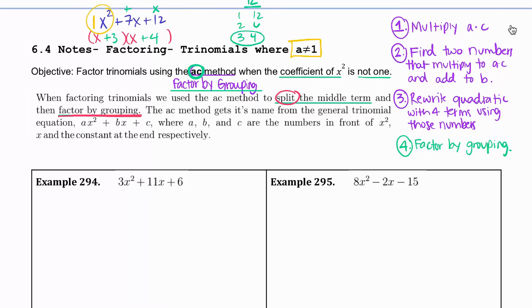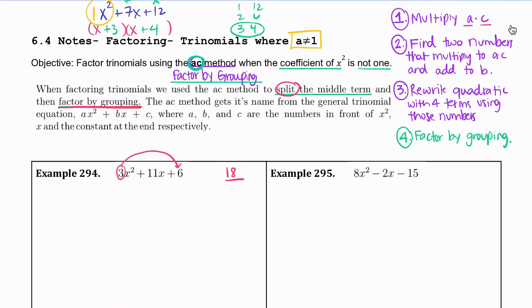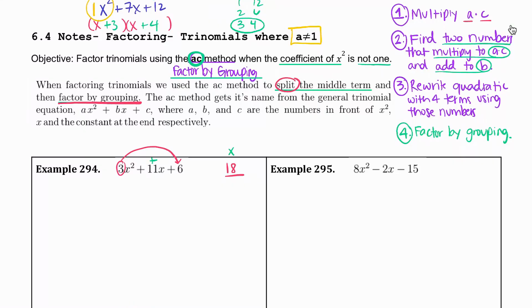Okay, so here's our steps to do this. I'm going to talk about each step as we do our first example, example 294. So our first step is we're going to multiply A times C, our A value times our C value. So 3 times 6 gives me 18. I'm going to write it over here. Our second step says we're going to find two numbers or two factors that multiply to give me AC and add to give me B. So multiply to give me 18, add to give me 11.